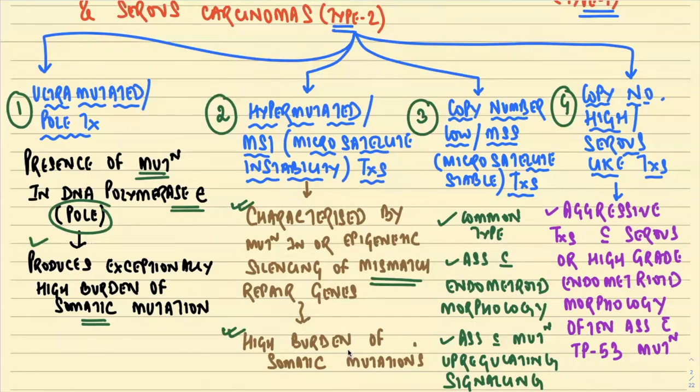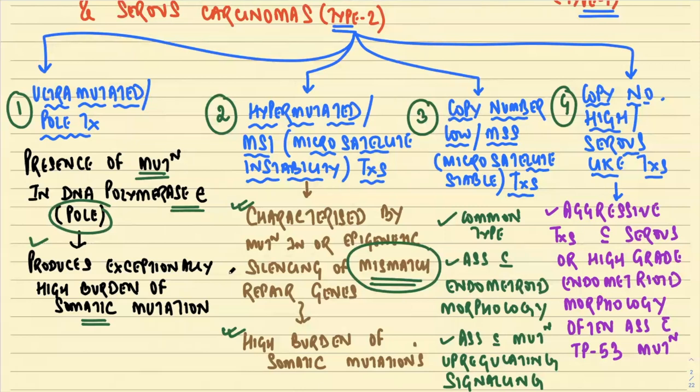Now, can anyone tell me where is it that we have read about the mismatch repair genes? When was the last time you read about the mismatch repair gene? Colorectal carcinoma, very good. Which type of colorectal carcinoma? Sir, that MSI one. Very good. The MSI, the right-sided colorectal carcinomas, the MSI carcinomas. That was the one that we have already read before.